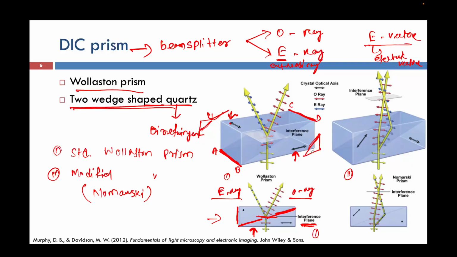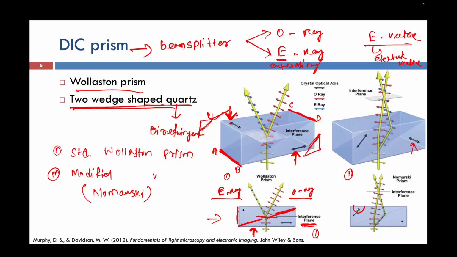So when this happens, the standard Wollaston prism is created, and the interference plane lies inside the prism, which is not generally preferred, right? So that is why Nomarski did something different. Instead of keeping both optical axes of this wedge shaped quartz parallel to each other, he kept one optical axis parallel to the outside of the quartz and the other optical axis a little bit oblique, at a little bit of an angle.